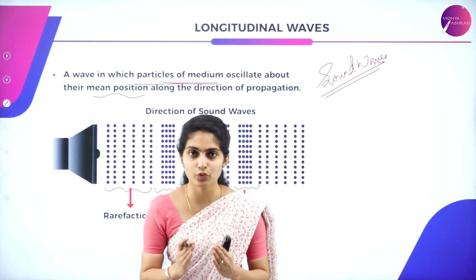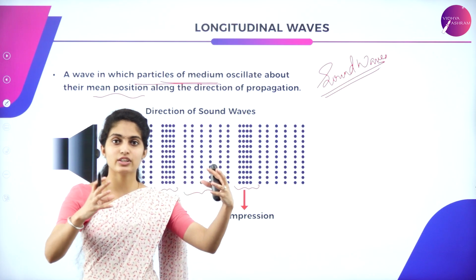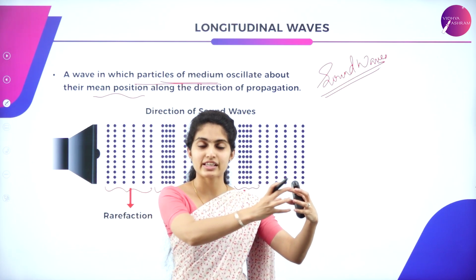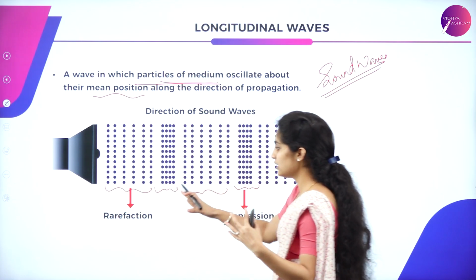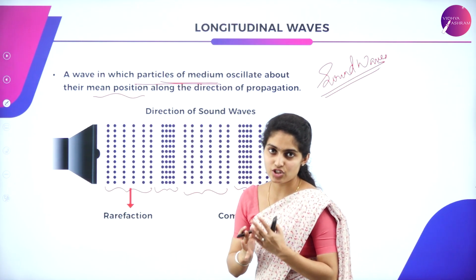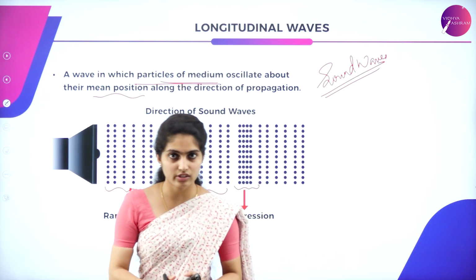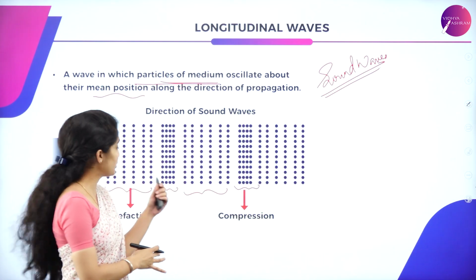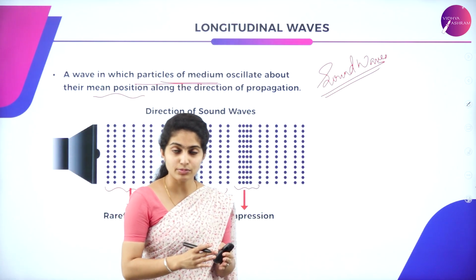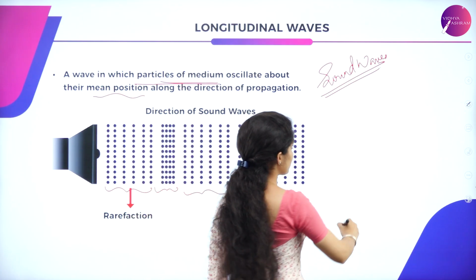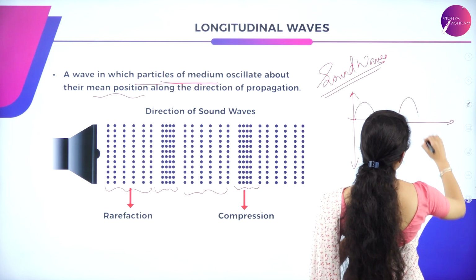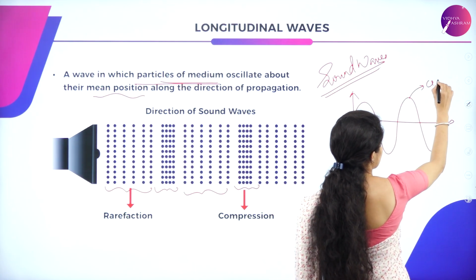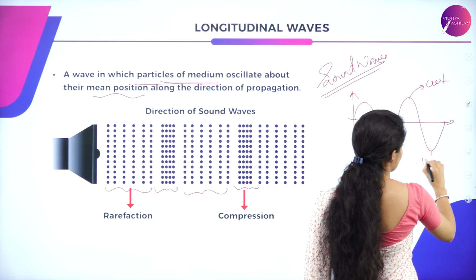An easy example you can give is a spring. If the spring is fixed at one side, and you pull the spring and leave it, what happens? It just moves in this way. That is compression and rarefaction you can see in terms of a spring. In longitudinal waves, you see rarefaction as well as compression. Similarly, in the case of a transverse wave, you see crest as well as trough.